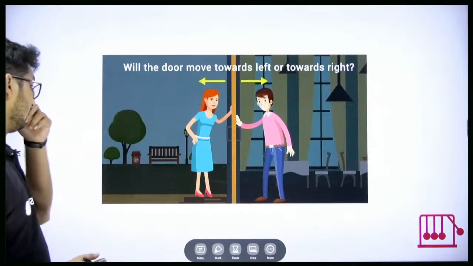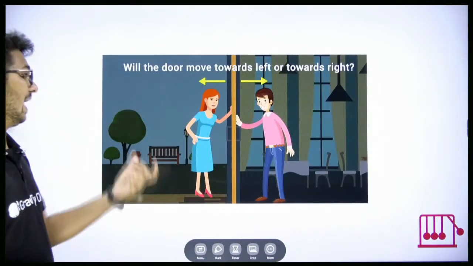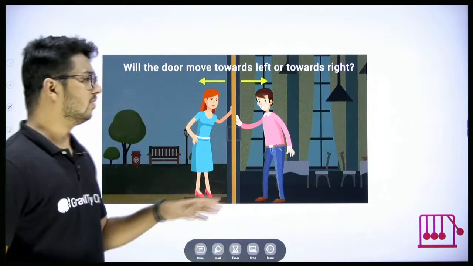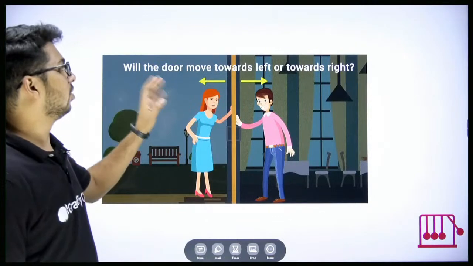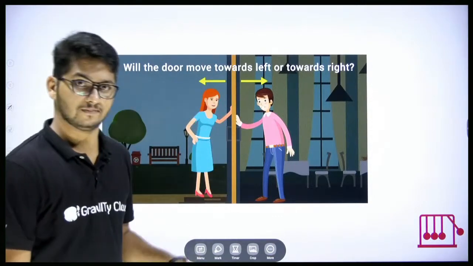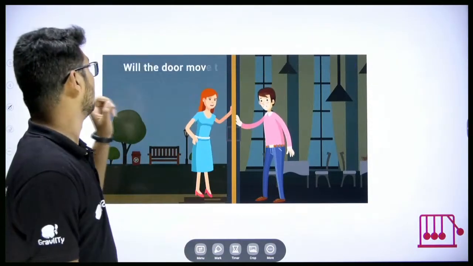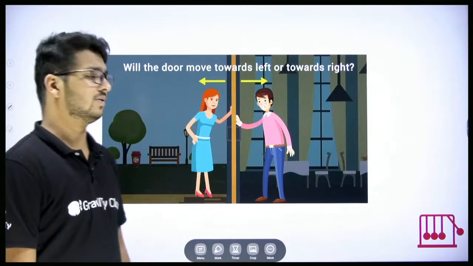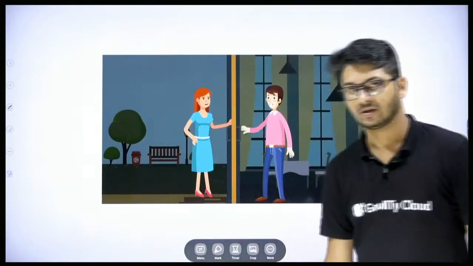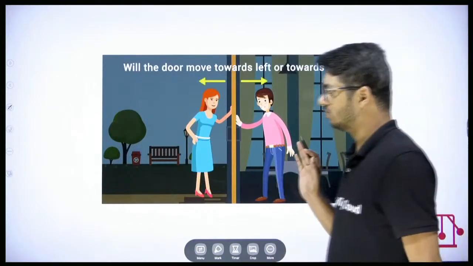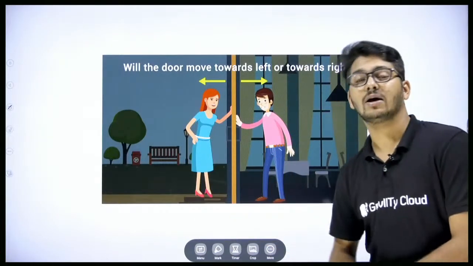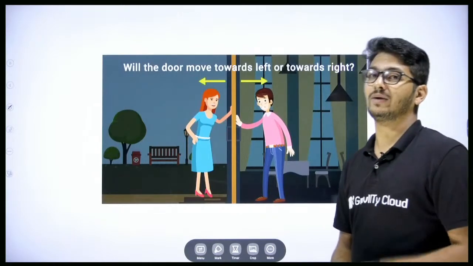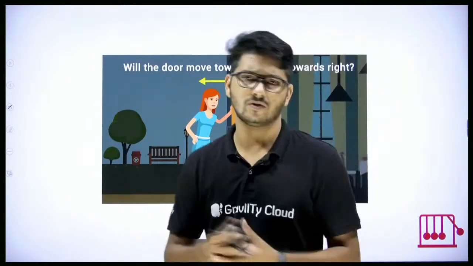Let's go into a simple example here. You can clearly see you have a lady and a man who are trying to push a door. The question is, will the door move towards left or towards right? The man here is pushing it towards left and the lady here is pushing it towards right. So what's going to happen? Some of you might say towards right, some of you might say towards left.